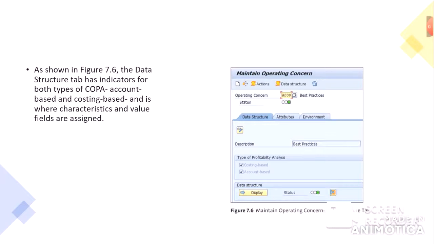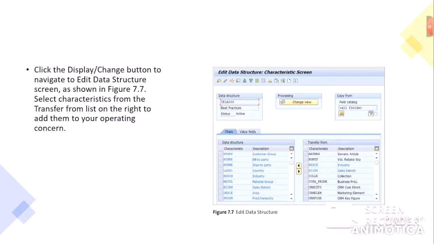So as shown in this figure, the data structure tab has indicators for both types of COPA, account based and costing based, and is where characteristics and value fields are assigned. So click the display or change button to navigate to edit data structure.